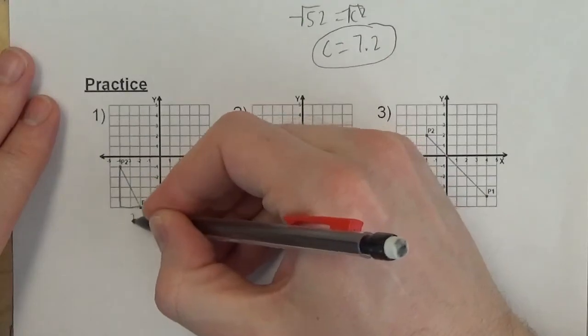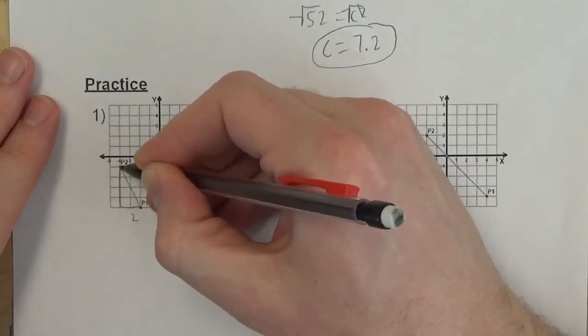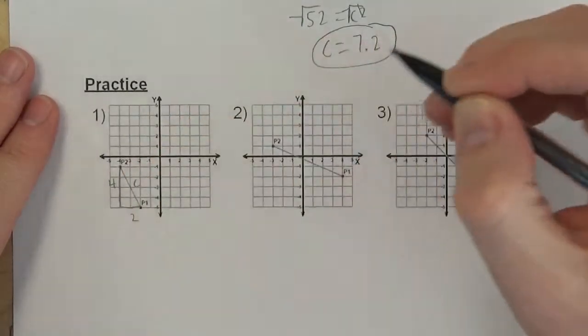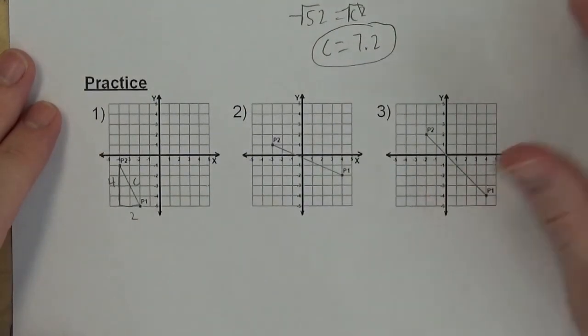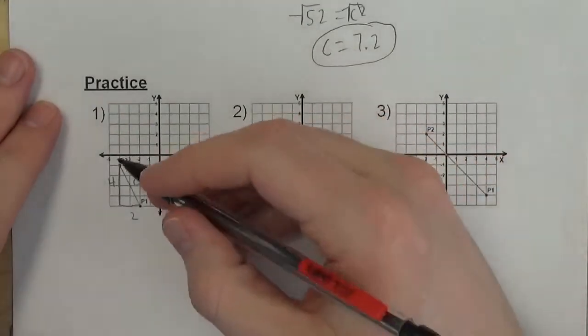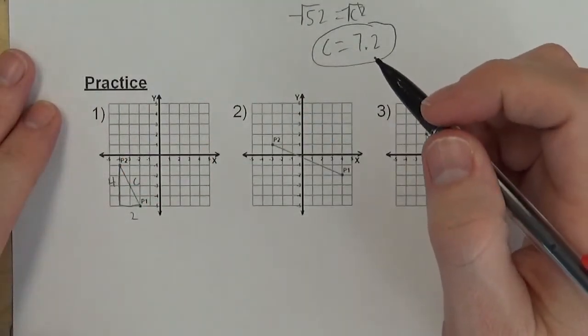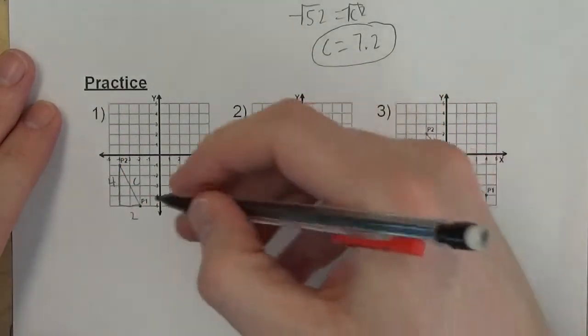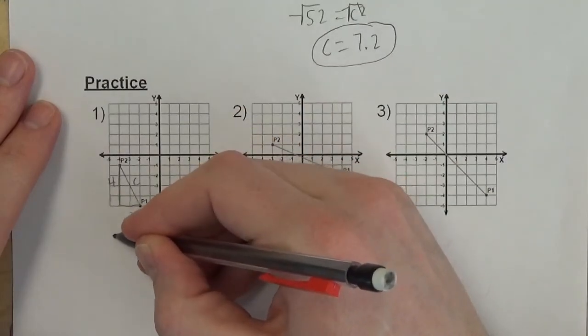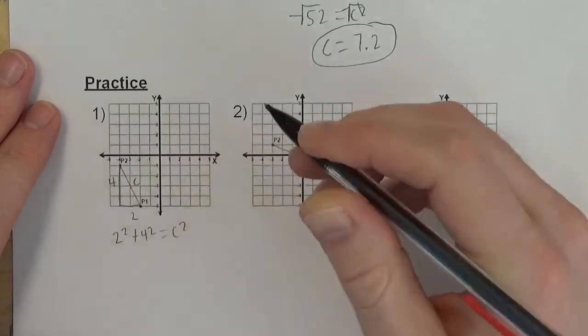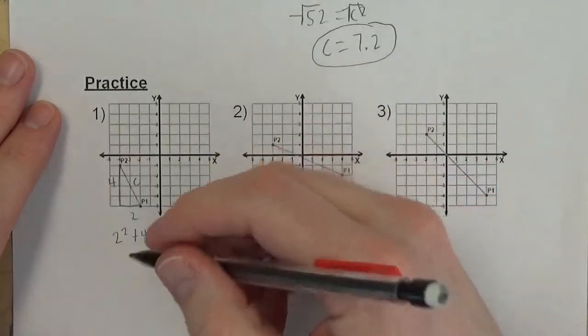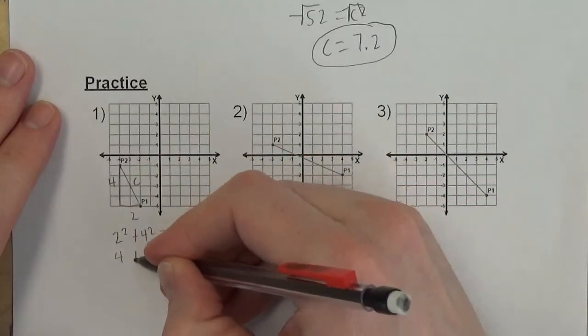So this is a length of just 2, and this one is 1, 2, 3, 4. And then label that longest side, the side we're looking for between the 2 points, that's side C. So it doesn't matter which one you have as A and which one you have as B. You could do 4 squared plus 2 squared equals C squared, or 2 squared plus 4 squared equals C squared. So you could do it either way. So it's 2 squared plus 4 squared equals C squared. 2 squared is 4, and 4 squared is 16.